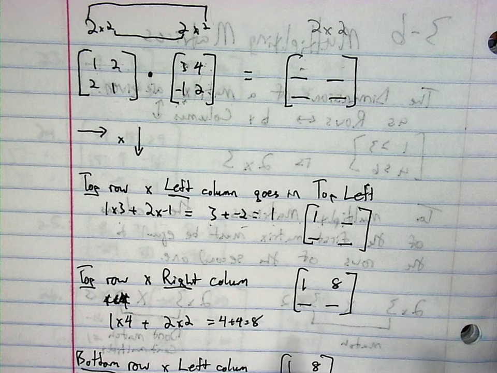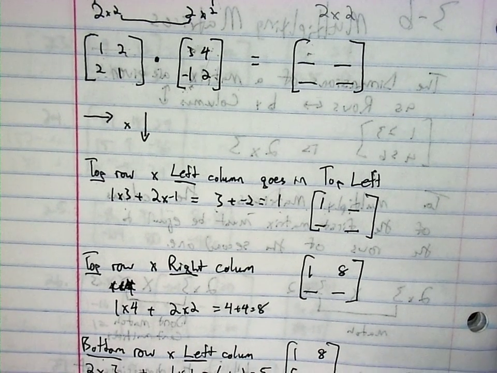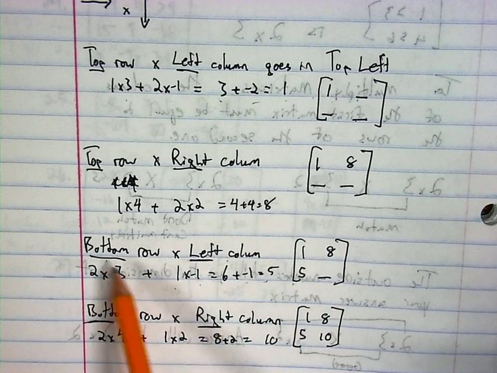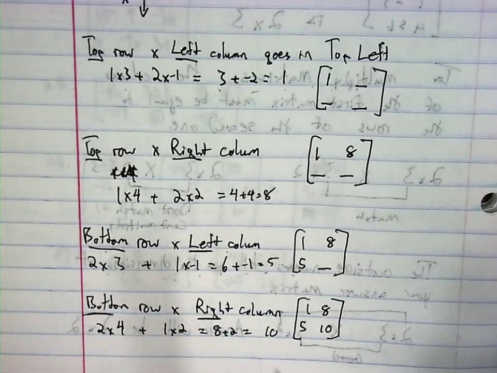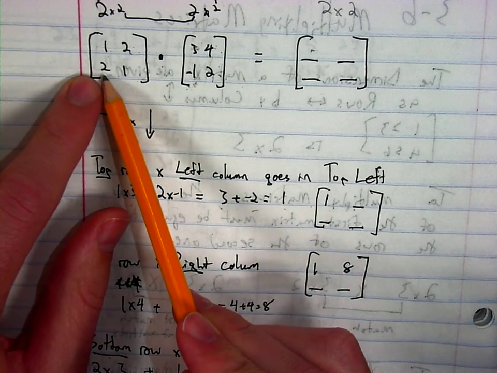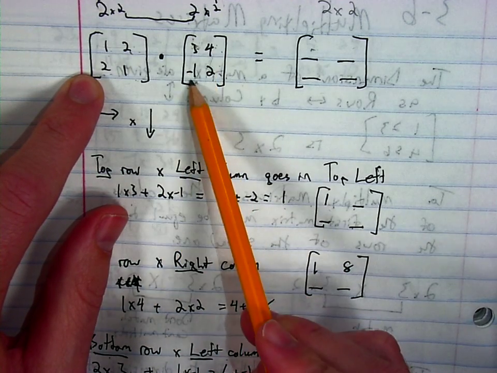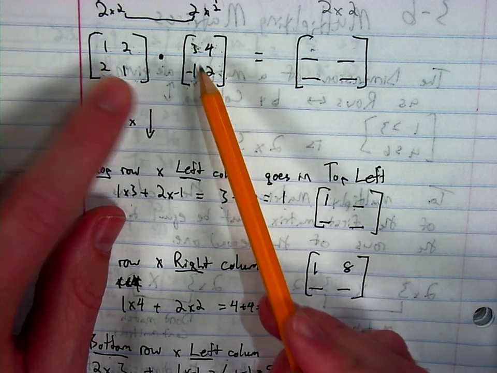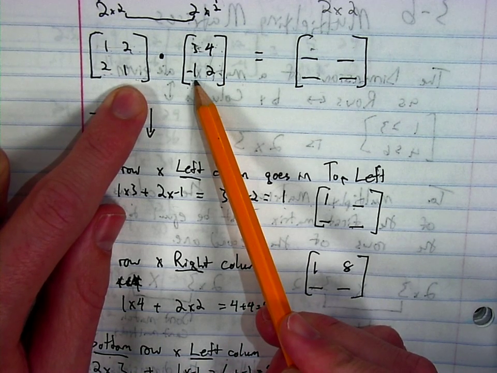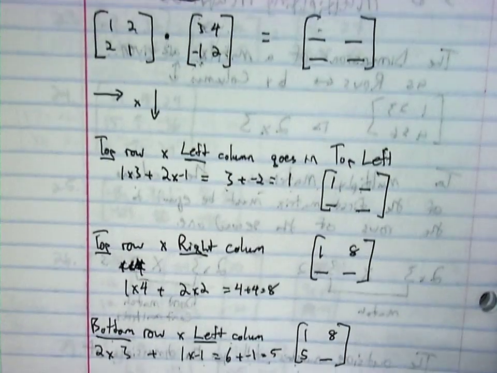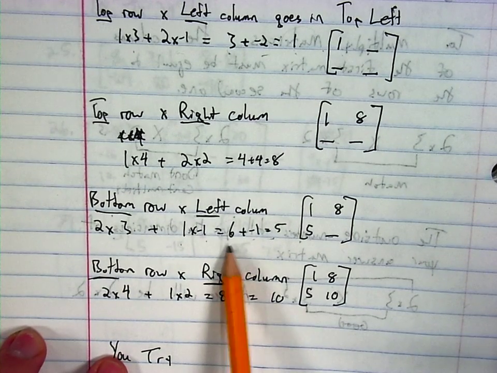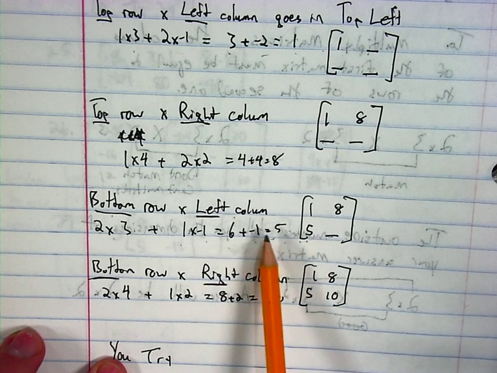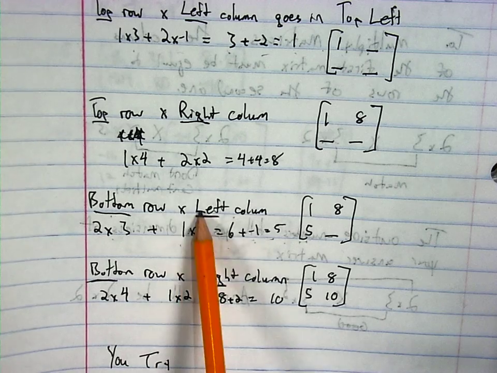Okay, so I filled in the top. Now I'm going to go down to the bottom. I'm going to use the bottom row. To get the bottom left, I use the bottom row with the left column. So bottom row is going to be 2 and 1. The left column is 3 and -1. So first one times the first one, 2 times 3 is 6. Second times the second, 1 times -1 is -1. So I have 6 plus a -1 for 5. 5 goes in the bottom left spot because I multiplied the bottom row times the left column.